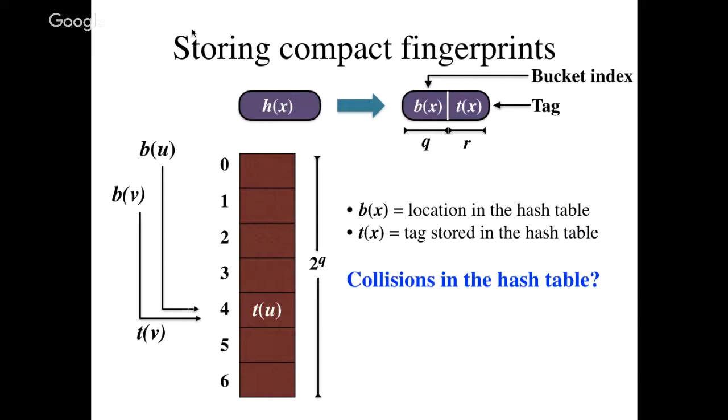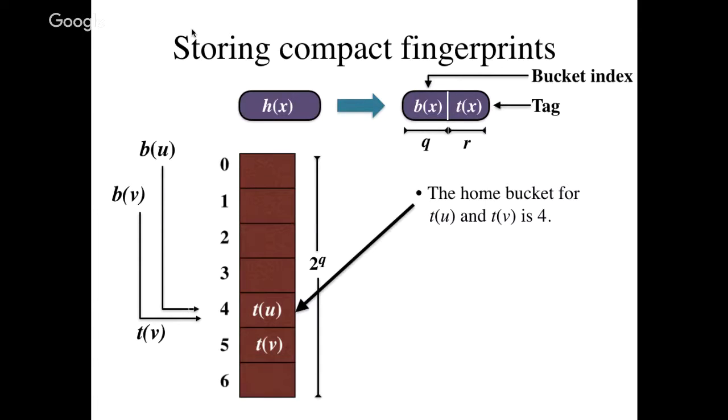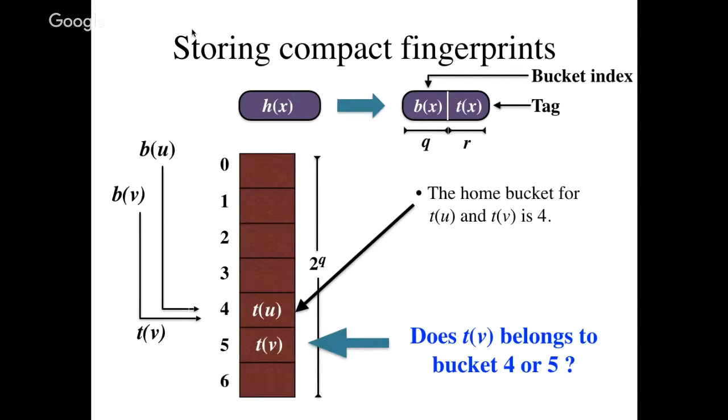Now let's see what happens if there's another element V which hashes to the same bucket. We deal with this kind of collision by using linear probing. We store the tag of element V in a later slot. But now the issue is that both T(U) and T(V), the tags of U and V, have the same home bucket, which is index 4 here. And if you just look at the hash table, how do you know whether the tag of V belongs to bucket 4 or bucket 5? Because it may have been shifted down, or it may have actually been indexed at location 5.